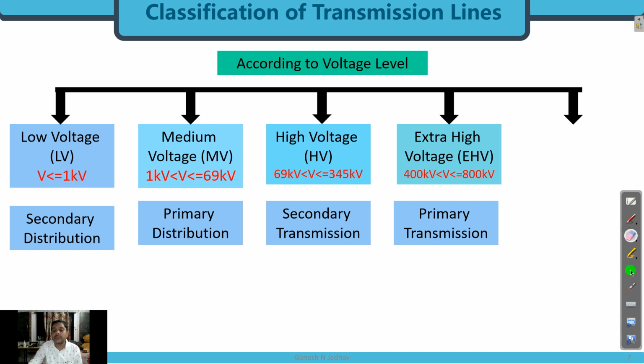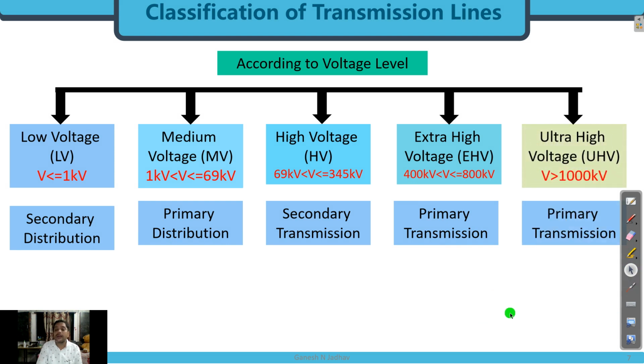India is planning to go beyond 800 kV also. That category is known as the ultra high voltage, that is UHV, and that voltage level is above 1000 kV, which is also used for primary transmission. India is planning for a voltage level of 1200 kilovolt. What are the benefits of going for 1200 kilovolt UHV lines, that we will see in the next module.